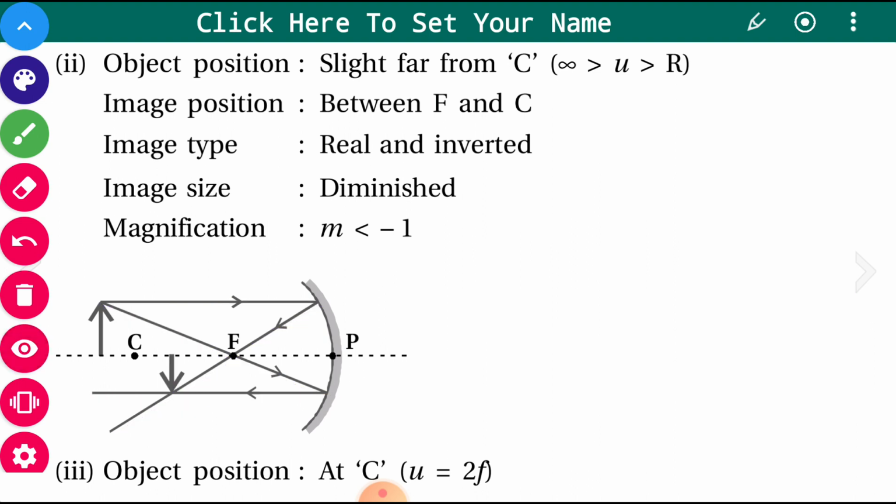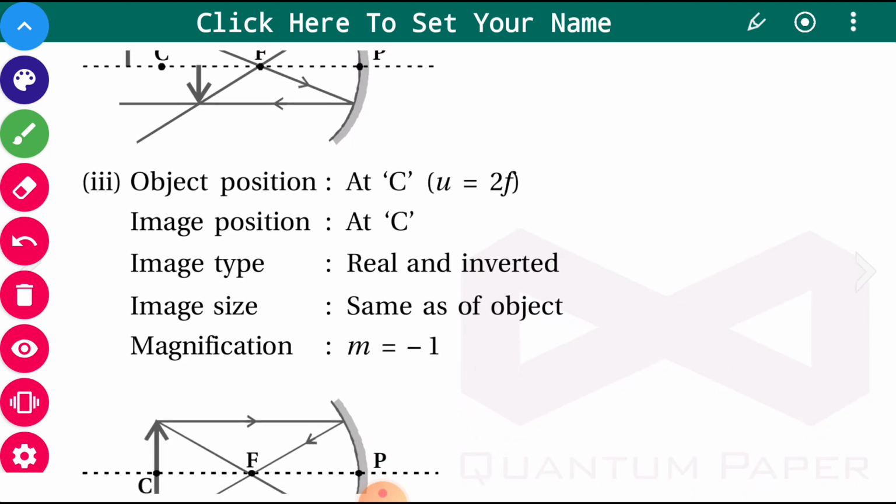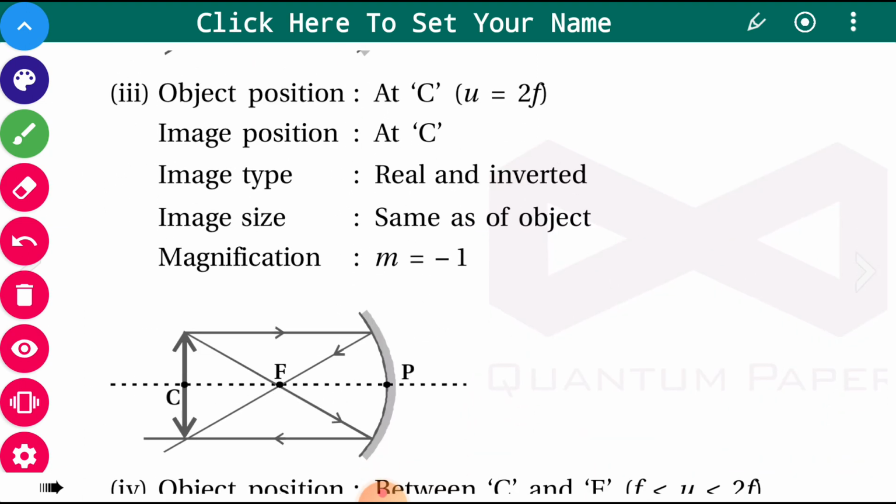Then if the object is at c, the image will also be at c. The image will be real and inverted, with the same height as the object, but it is an inverted image. Therefore magnification is exactly minus 1. The minus sign shows it is an inverted image.